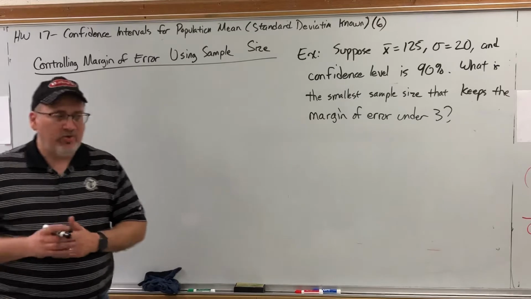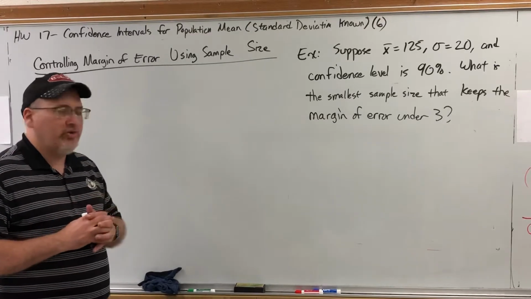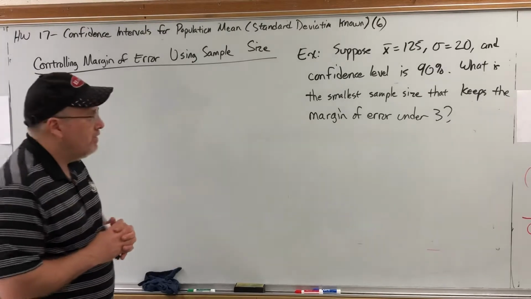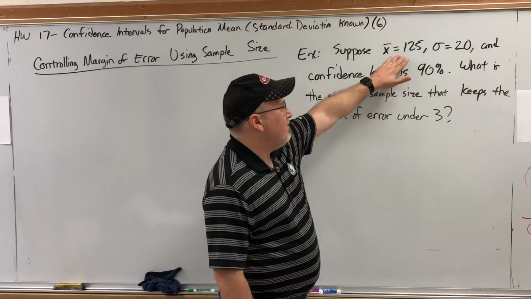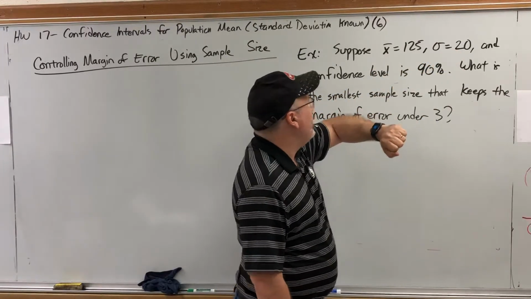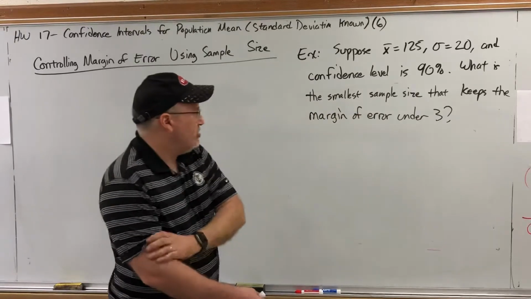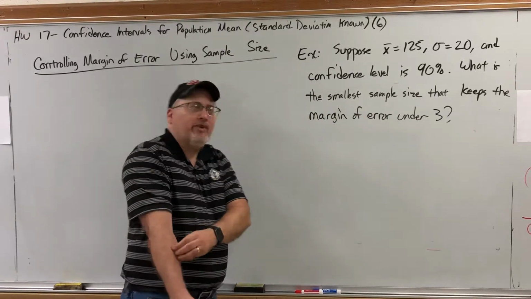So it stands to reason that if we increase the sample size large enough, we can control how large the margin of error will get. For example, suppose we're building some confidence interval where the sample mean is 125, the population standard deviation is 20, and the confidence level is 90%. What's the smallest sample size that will keep the margin of error under 3?